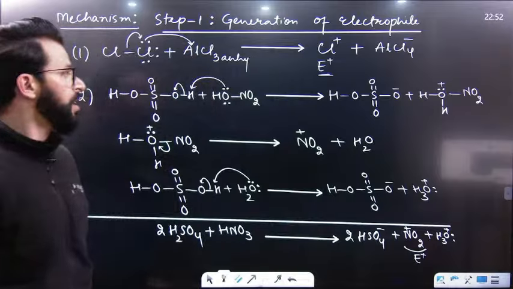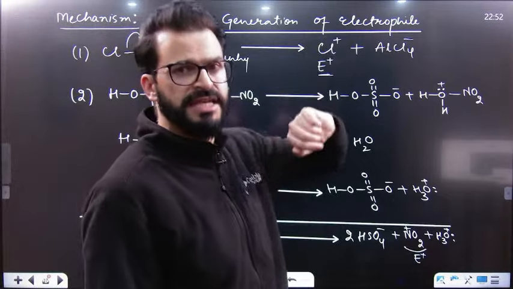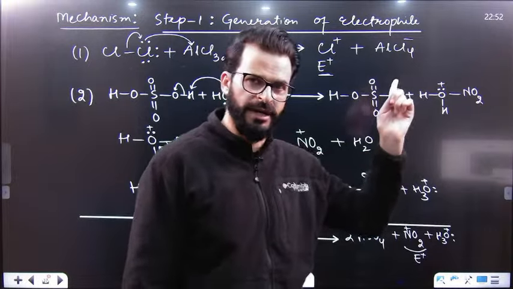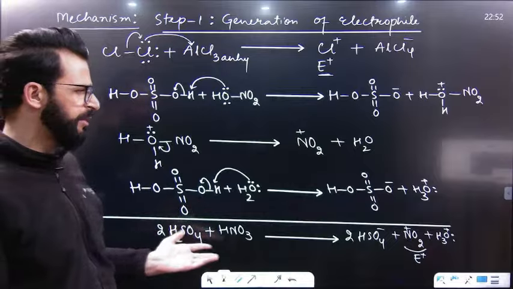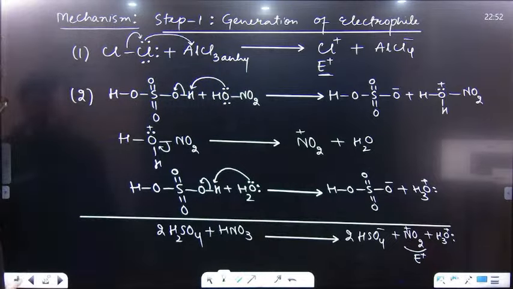If the reaction is halogenation, halonium ion is the electrophile. If it is chlorination, chloronium ion. If it is bromination, bromonium ion. And if nitration takes place with the help of, say, nitrating mixture, nitronium ion is the electrophile of the reaction. After that, the third reaction is sulfonation.